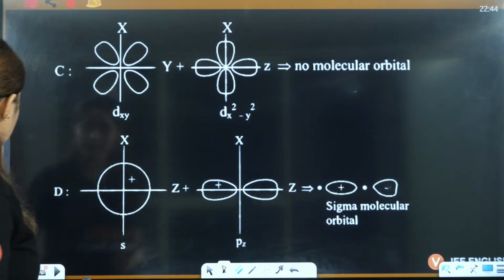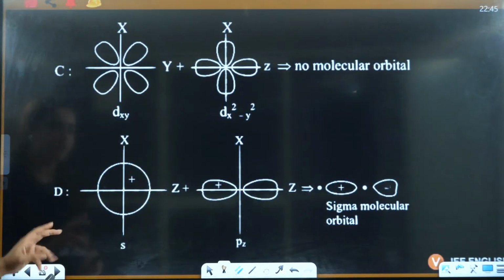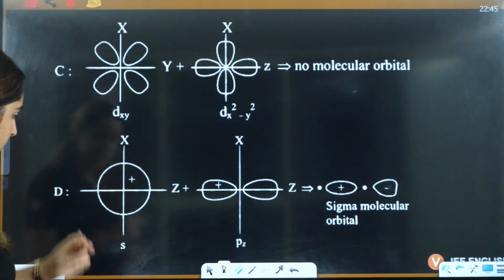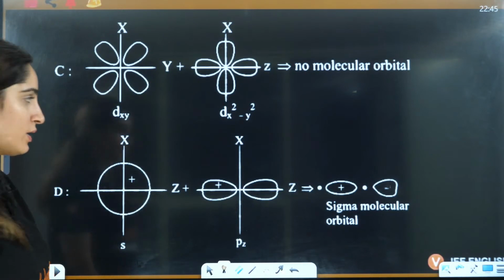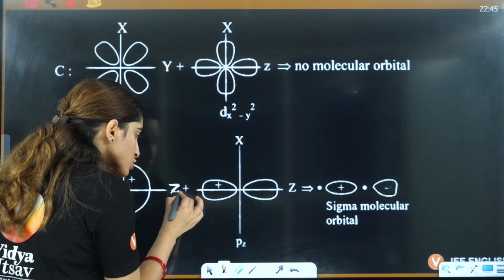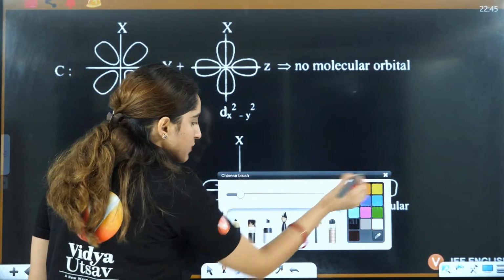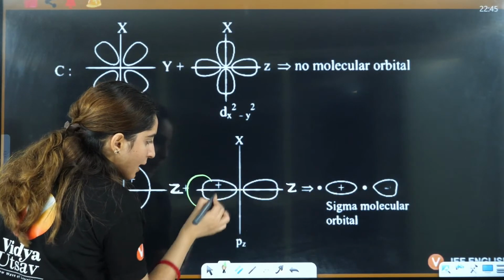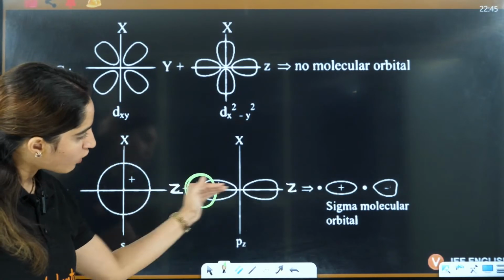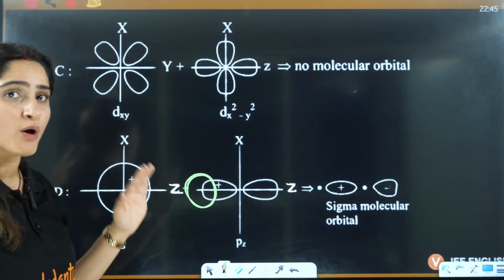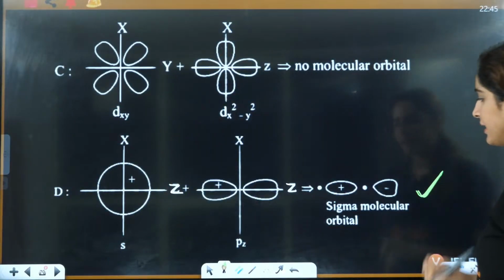And now the last one, D, is 2s and 2pz. So if you talk about 2s and 2pz, this is 2s and this is 2pz. Along the z-axis you have to make it overlap. So if I say this is also the z-axis, this is also the z-axis. Now along the z-axis it needs to combine, so this can combine here, this can overlap here, and that is along the z-axis only, so that means this is possible.